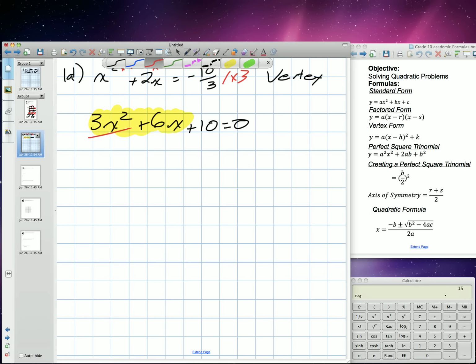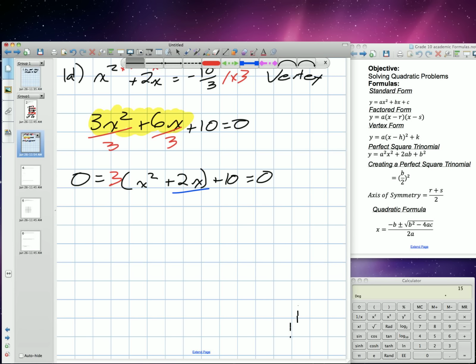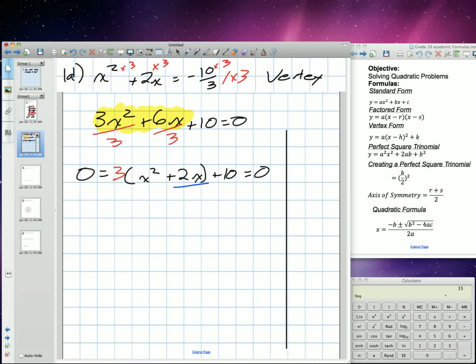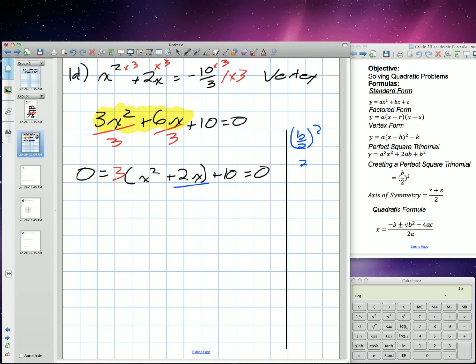Now the goal of this is to change this into vertex form. To change something into vertex form, we divide the first two numbers by the coefficient of x, the number in front of the x. Now remember it's equal to 0. I'm just going to bring the 0 over here. That 3 now becomes outside of the brackets. We're left with x squared plus 2x plus 10 equals 0. We have a new b, okay? And remember, to change it to vertex form, we do our side calculation, which is b divided by 2 squared. 2 divided by 2.